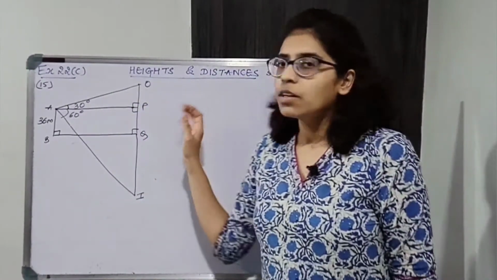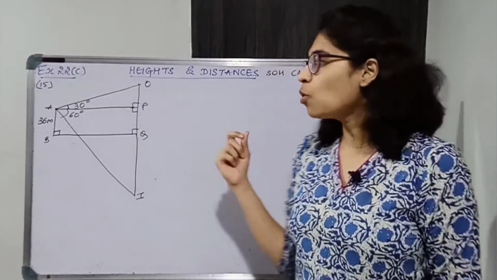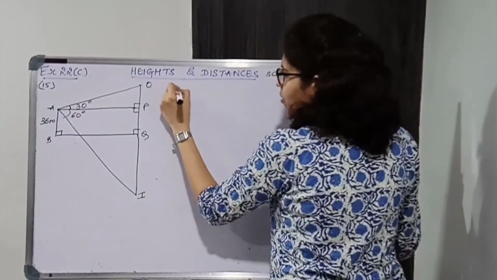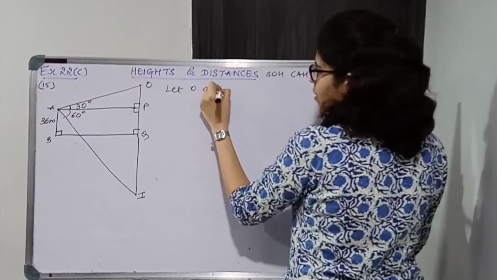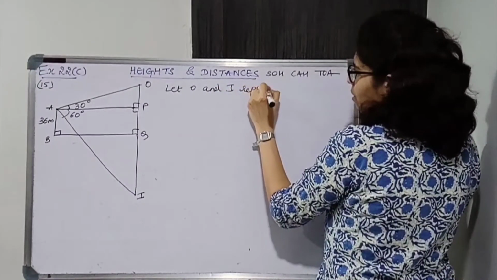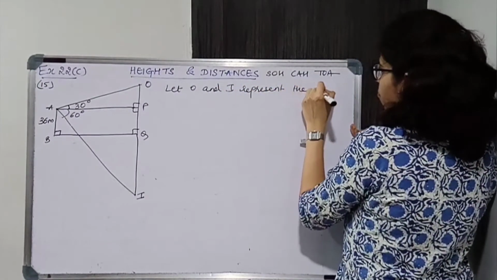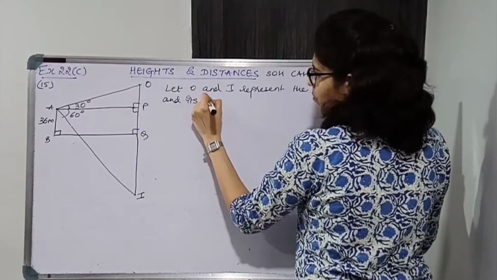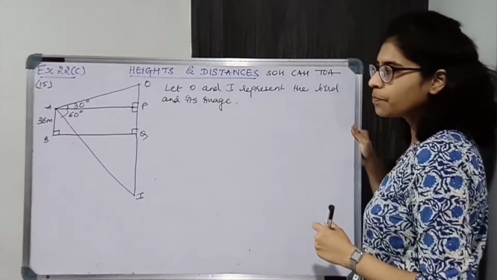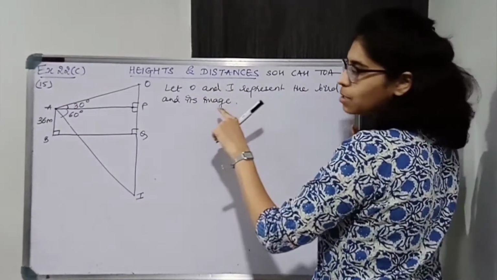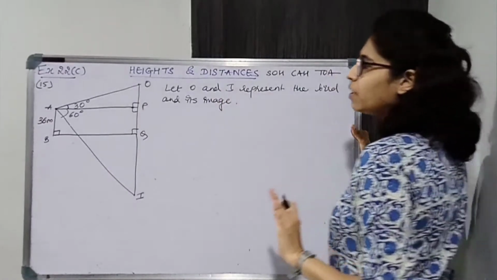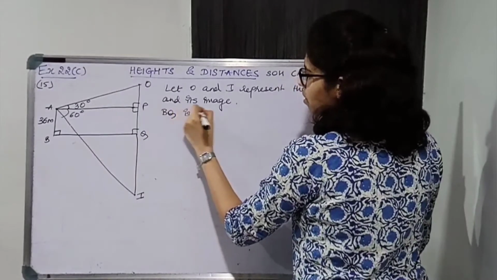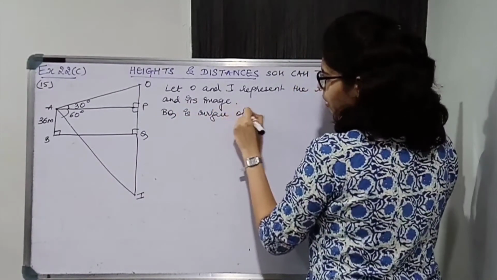Now we need to write down the given information. So this is the object, this is the image. First we'll start with that. So let O and I represent the bird and its image. So O is object, that is bird, and I is its image. Now this is the surface of the lake, so BQ is surface of the lake.